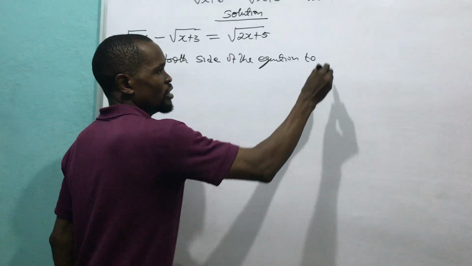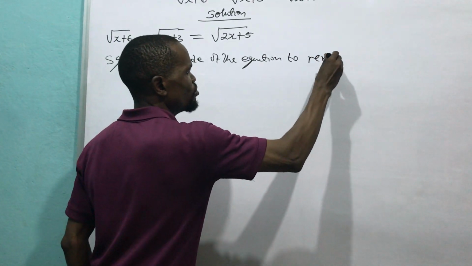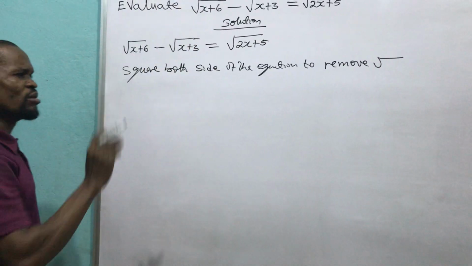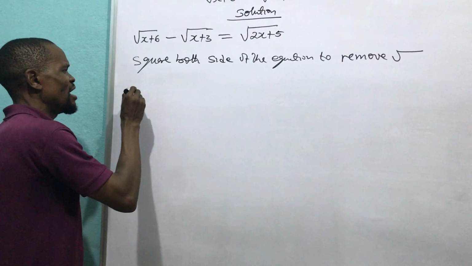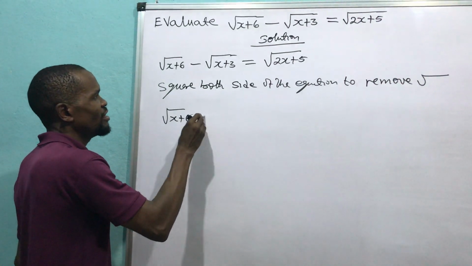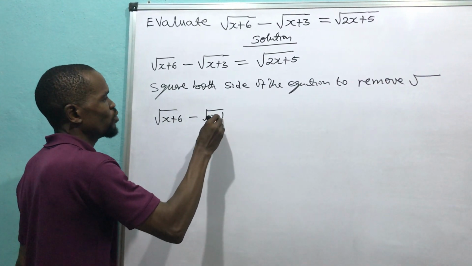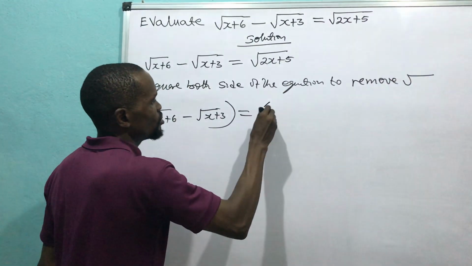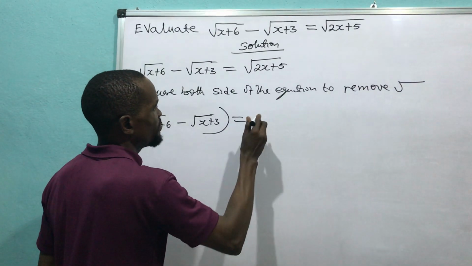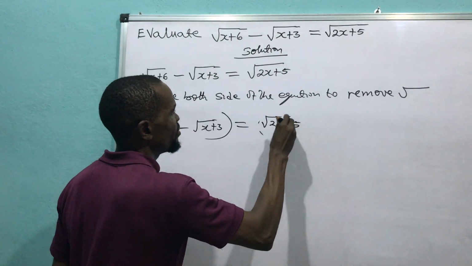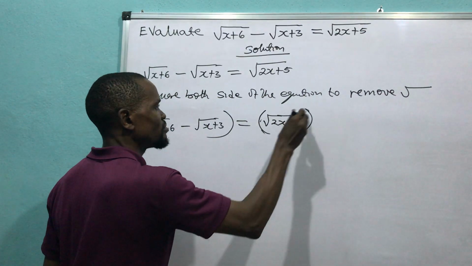To remove this root, if I square both sides, it will be removed. That's the reason why I'm squaring both sides. I'll have this x plus 6 first. Let's move fast. x plus 3, squared. I will have root 2x plus 5, squared.